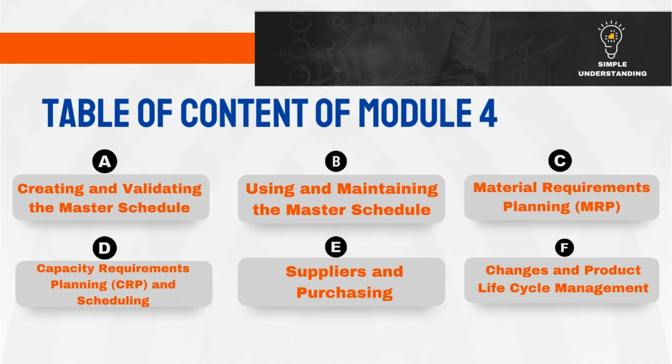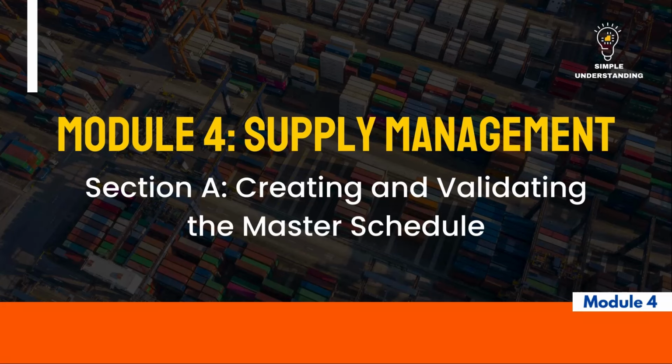In this video, we will continue with Module 4, Supply Management, which consists of 6 sections as the following. Section A, Creating and Validating the Master Schedule. Section B, Using and Maintaining the Master Schedule. Section C, Material Requirements Planning, MRP. Section D, Capacity Requirements Planning, CRP, and Scheduling. Section E, Suppliers and Purchasing. Section F, Changes and Product Lifecycle Management. Let's begin with Section A, Creating and Validating the Master Schedule.